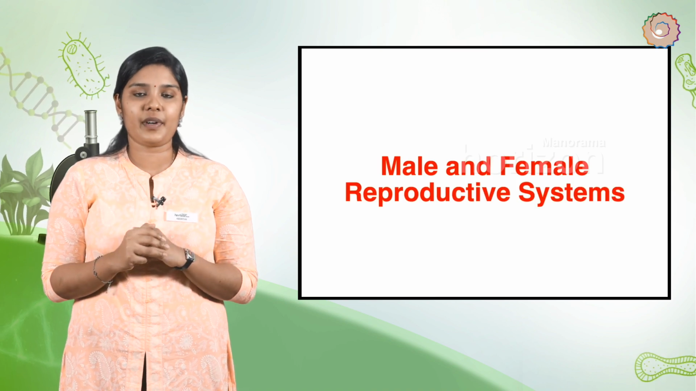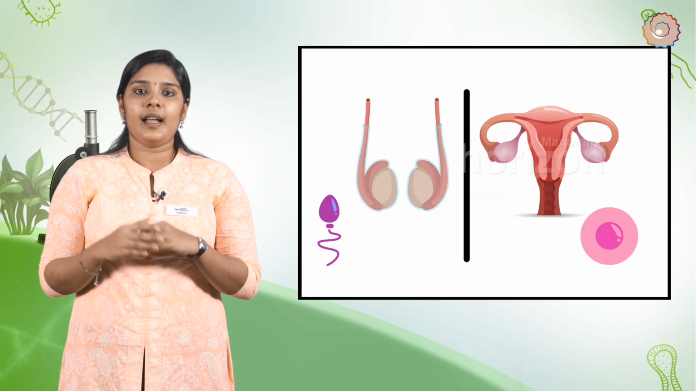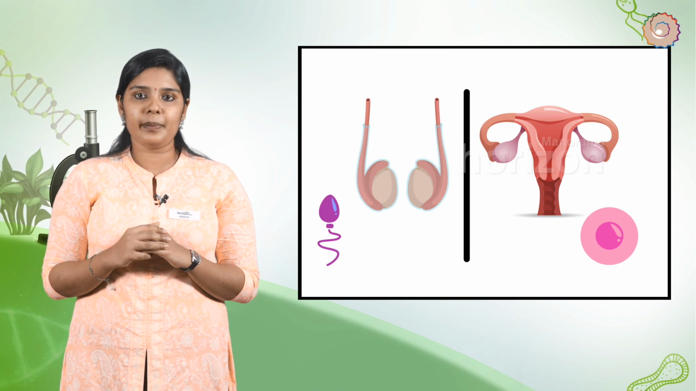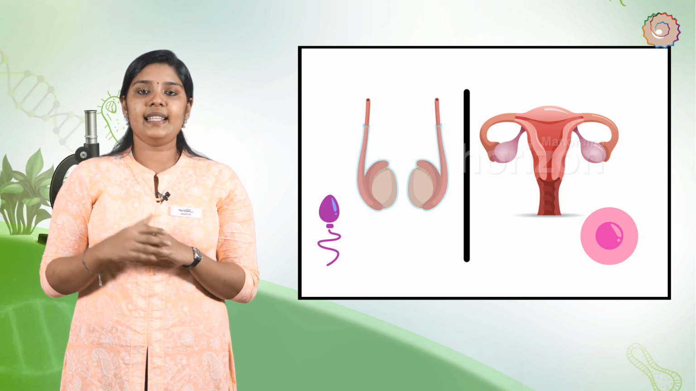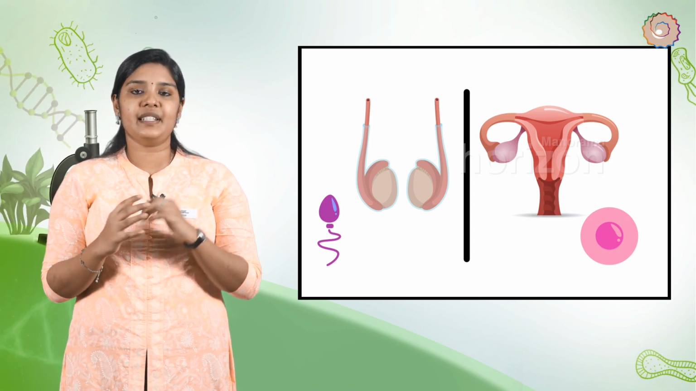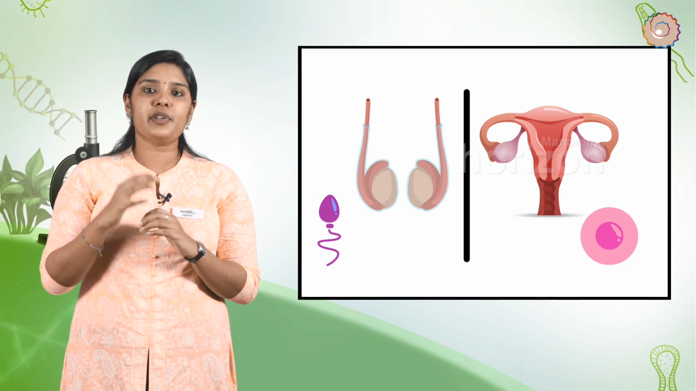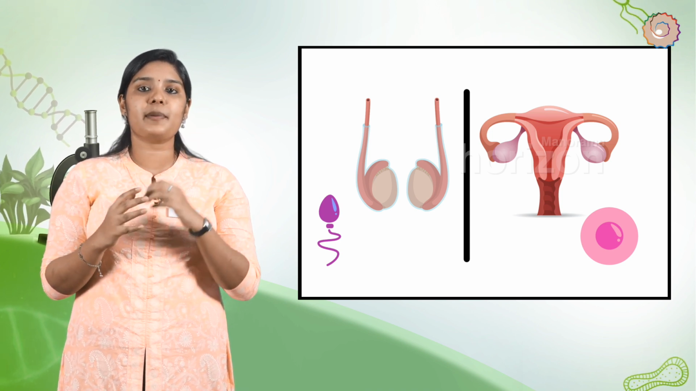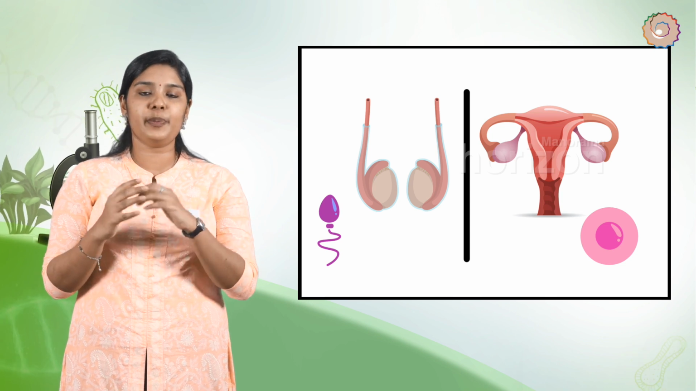Male and female reproductive system in humans. The reproductive organs of human beings are called gonads. These are testes in male and ovaries in females. The male gonad produces sperms and the female gonad produces ova at the age of puberty.